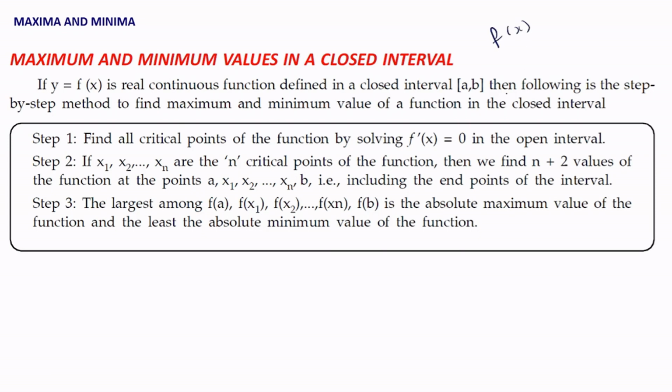at the endpoints of the interval a comma b, and at the n critical points that we are getting. And finally, the largest among f of a, f of x1, f of x2 up to f of xn and f of b is the absolute maximum value, and the least among these is the absolute minimum value of the function. So this is how we have to go about it if a function is a real continuous function defined in a closed interval a comma b.